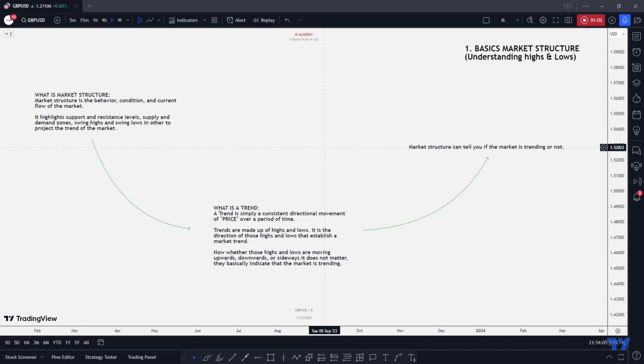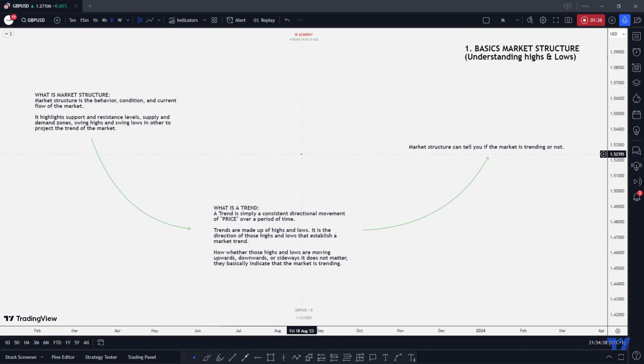Which then brings us to the reason why we study market structure, because market structure tells us if the market is trending or not. Why? Because market structure indicates trend, and to identify trends, you need to be able to figure out the highs and the lows of the market. And once you can figure out the highs and the lows, then you are starting to understand the trend and the structure of the market, which is what market structure is all about.